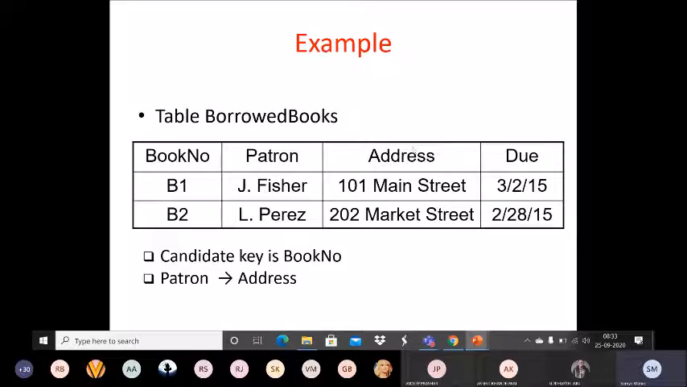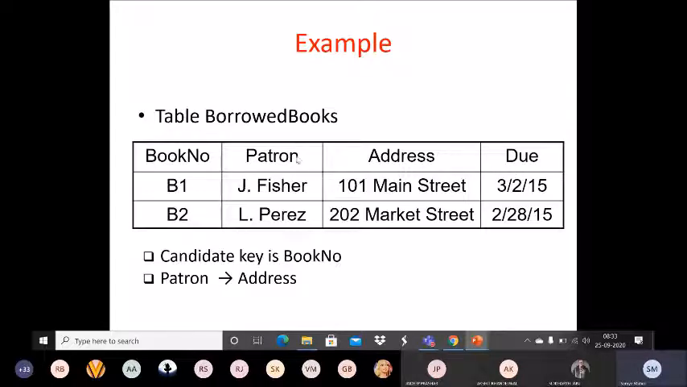So we can say this table is not in 3NF. So we have to divide this table and we have to make it in 3NF, right? Here one question came, one student asked me, good question: is due dependent on the book number? No. Or is due dependent on the patron number? No. This type of thing doesn't exist.